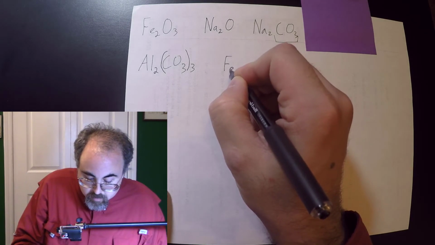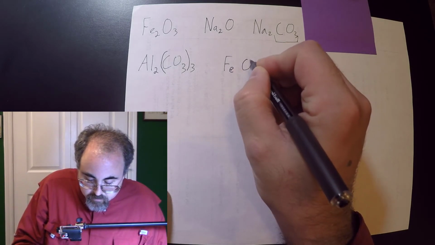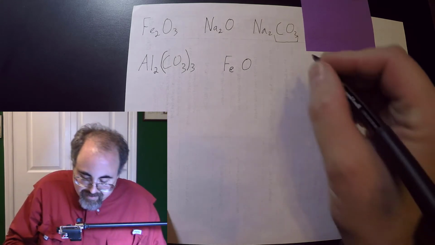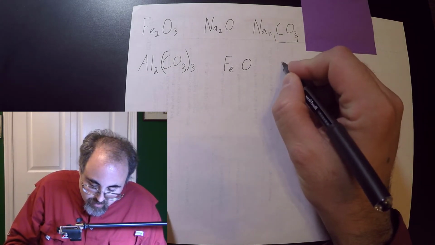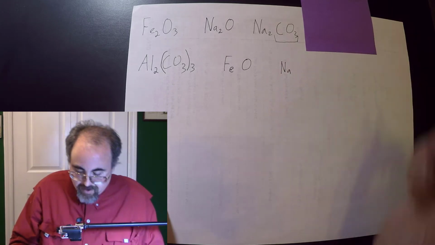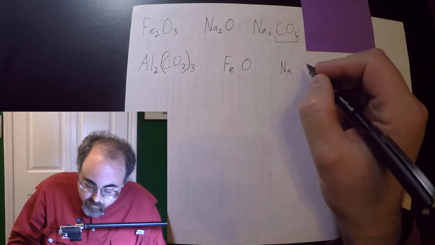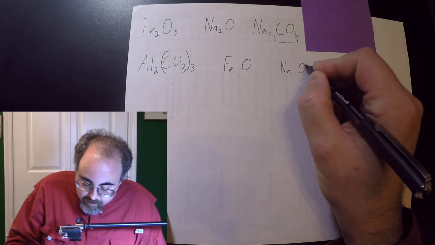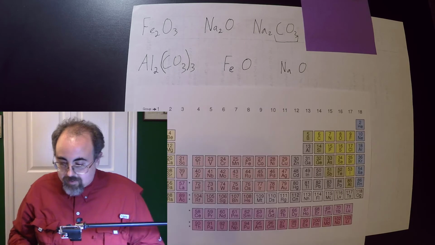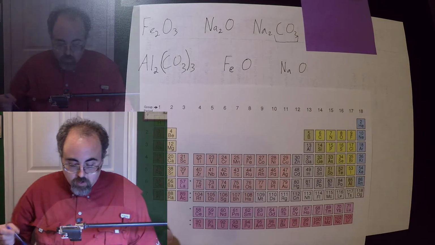Actually, I'm going to put the iron oxide and reserve that for later. Let's do the sodium oxide. So the sodium oxide, and you will see why I am reserving that for later here in a second. Let's go for the sodium oxide. So sodium oxide, I go to the periodic table, and I'm going to start looking at it.